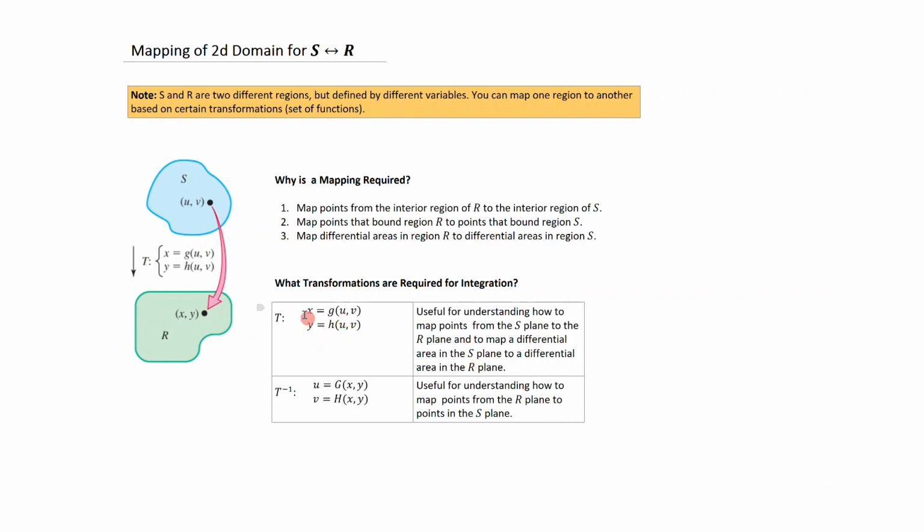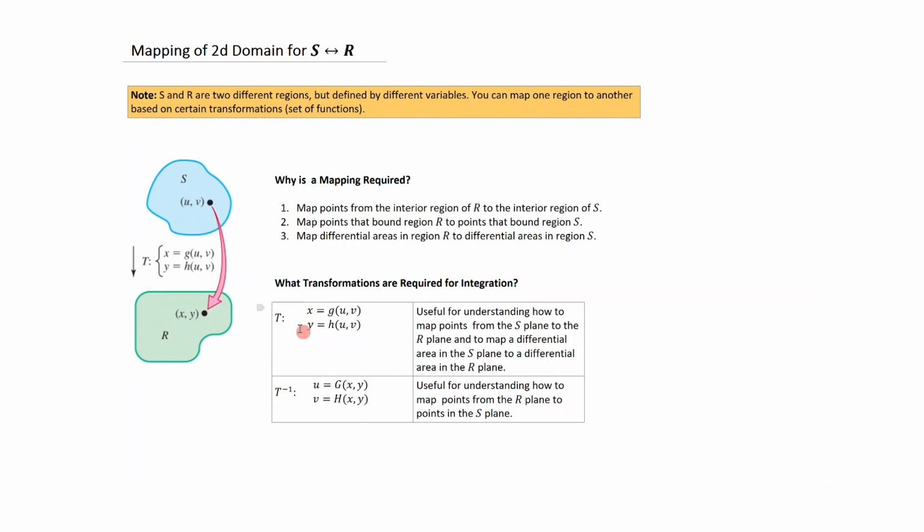All right, next thing is what transformations are required for integration. Well, you need the transformation T, which is the one that was shown here, where x is a function of u and v, and y is a function of u and v. You're also going to need the inverse. Both of these basically have to be calculable. In this case, u is a function of x and y, and v is a function of x and y.